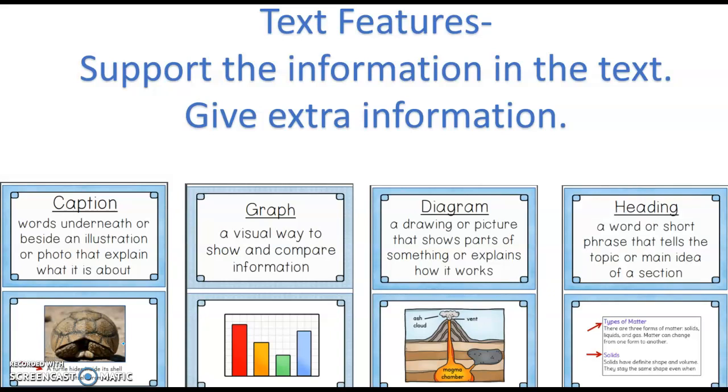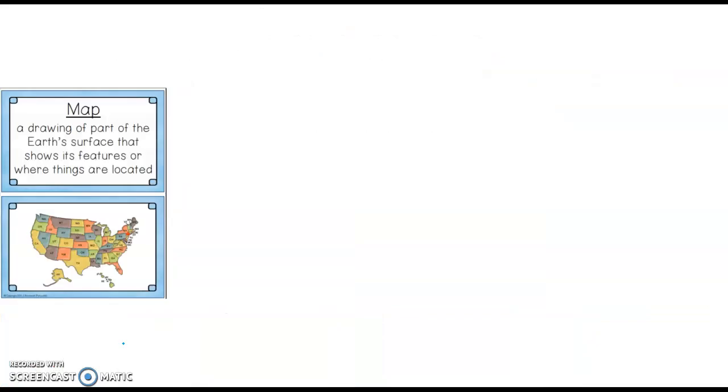Now, we had quite a few headings this week and last week. Headings are words or short phrases that tell the topic or main idea of a section of text. So it's kind of like a little mini title for a section of the text. We have a lot of them this week, so we are going to point those out. Another text feature is a map. And last week we read about monarch butterflies, and there was a map that showed their migration pattern. So we were able to actually see on the map where they fly to in the winter and the summer.